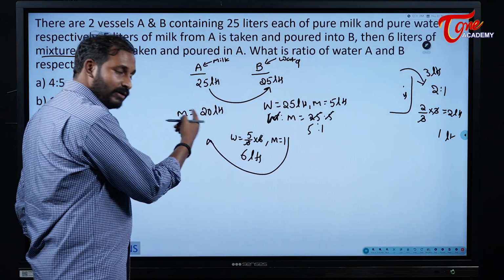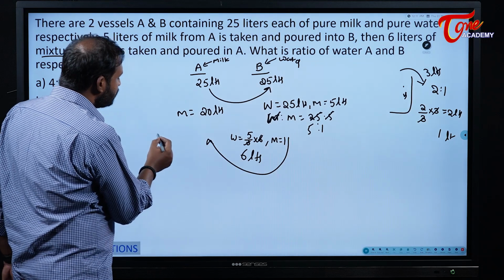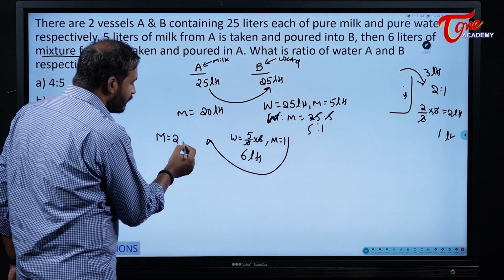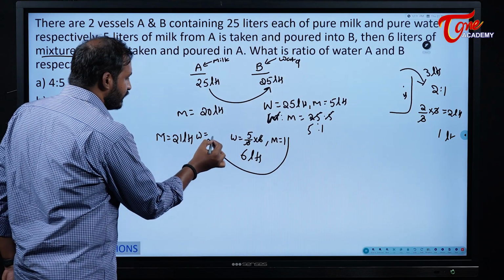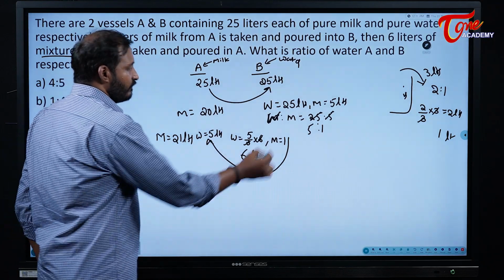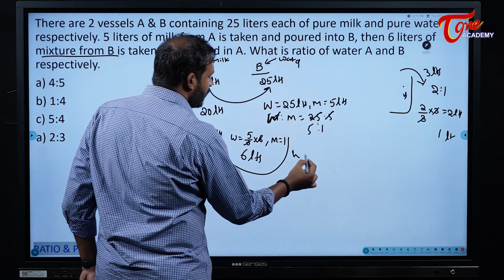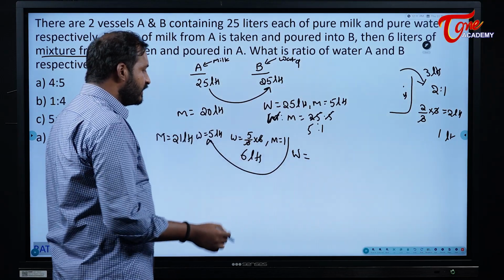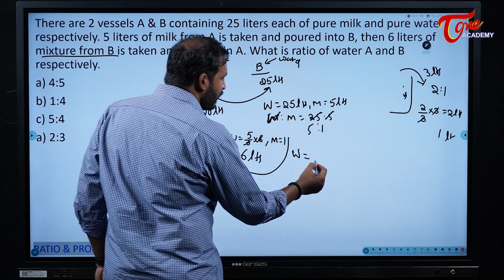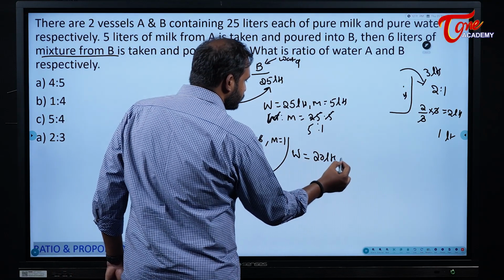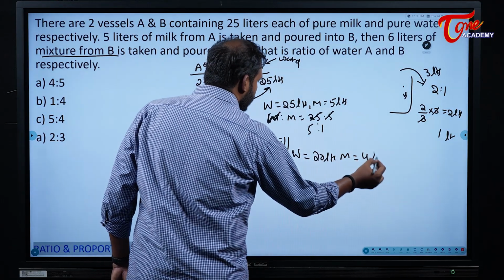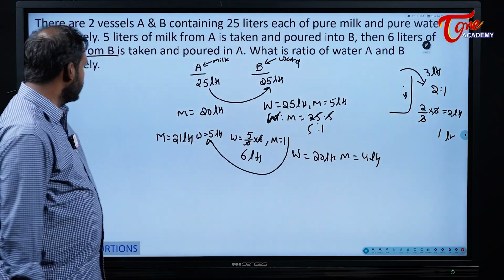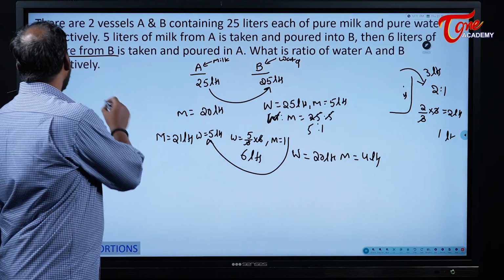So, I will take back to this one. Now what is my milk portion in this one? It will become 21 liters. And what will be the water portion in this? 5 liters. And finally, what will be the water portion here? Out of 25 liters, if 5 liters were taken to this side, it will have 20 liters. When it comes to milk, out of 5 liters, if 1 liter was taken to this side, it will become 4 liters.